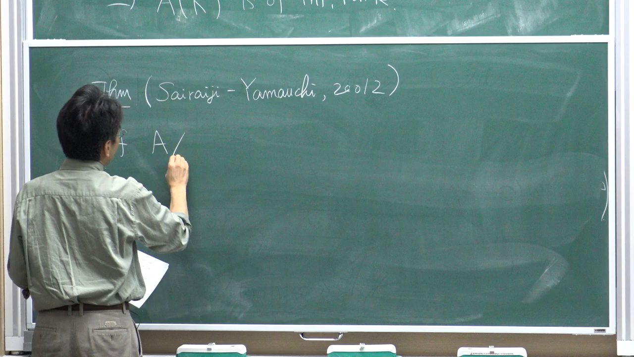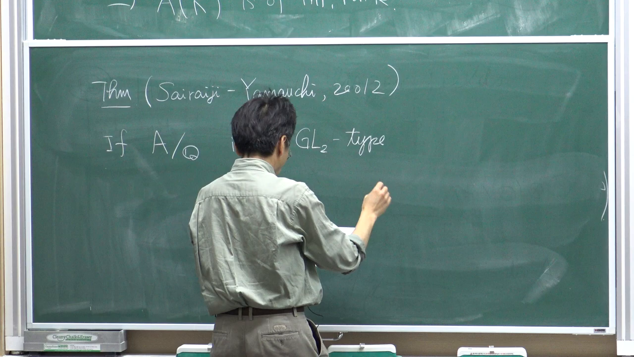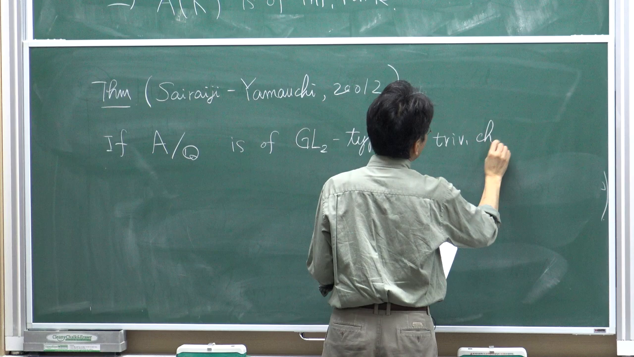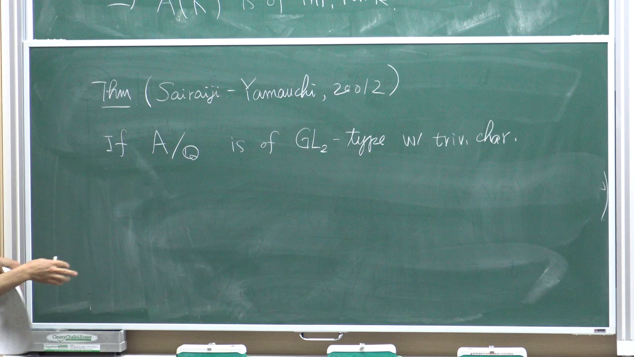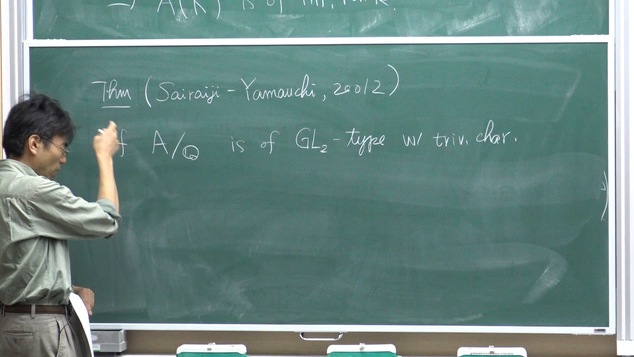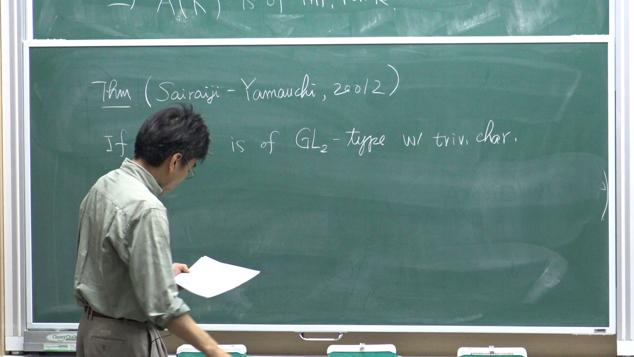So if A is an abelian variety over Q of GL2 type with a trivial character, this just means that the image of the Galois representation attached to this A is contained in GL2 of a suitable field. And then the conjecture is true.